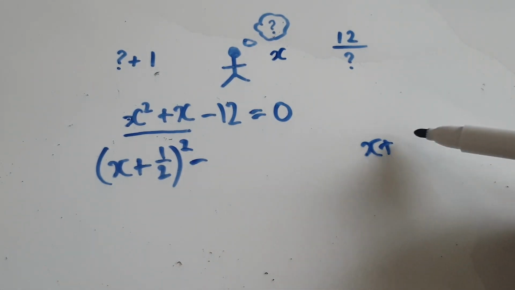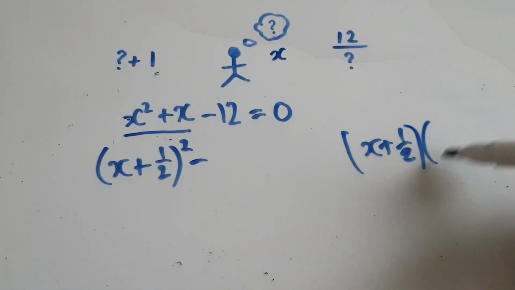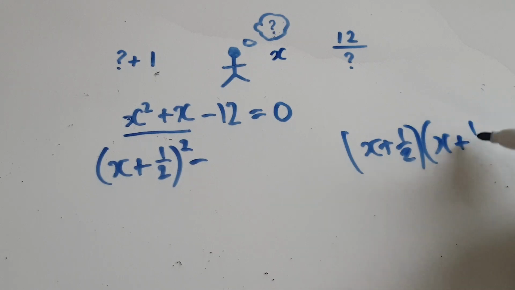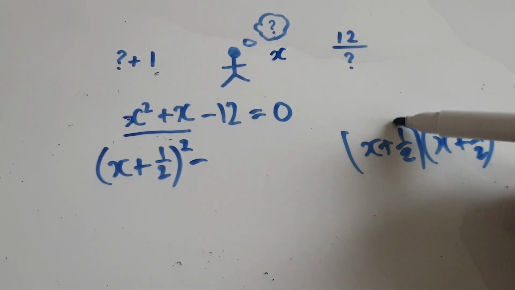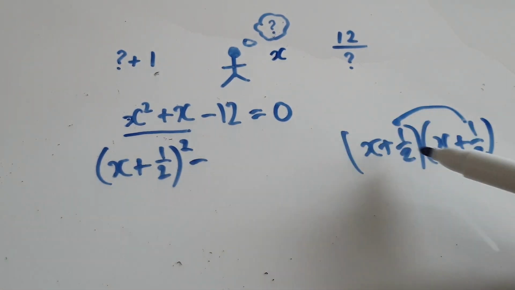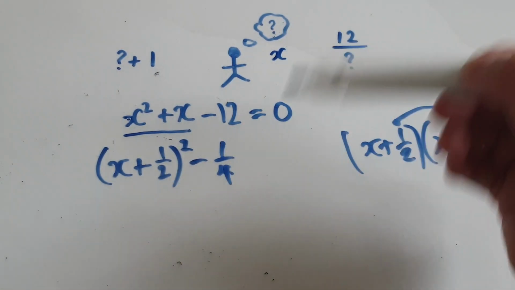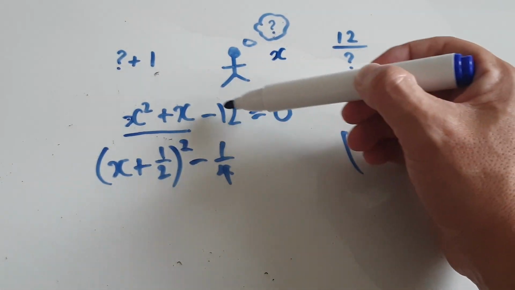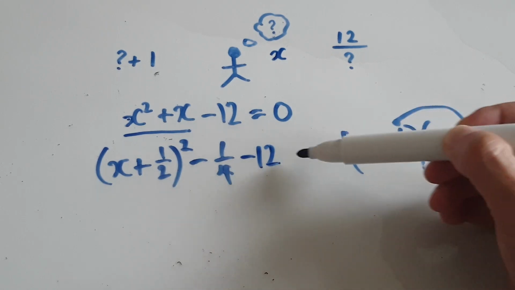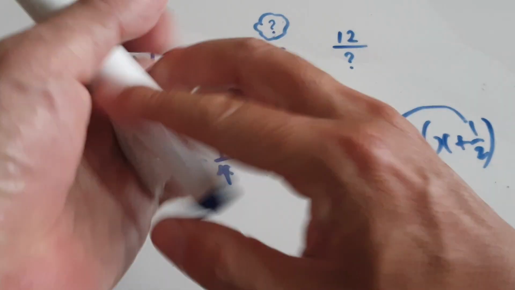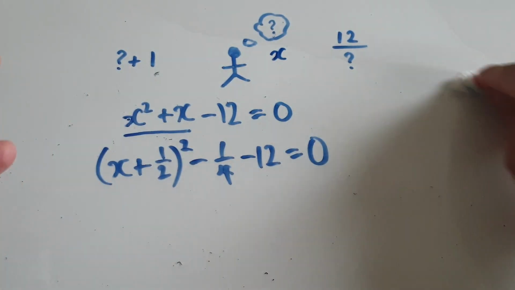Remember, this thing squared would look like this. The rubbish will be this times this. So you take away the rubbish, a half times a half. Well, I'm expecting you to be able to do this because we've done it many times. And then you carry this 12 down, equals 0. So now we've completed the square.